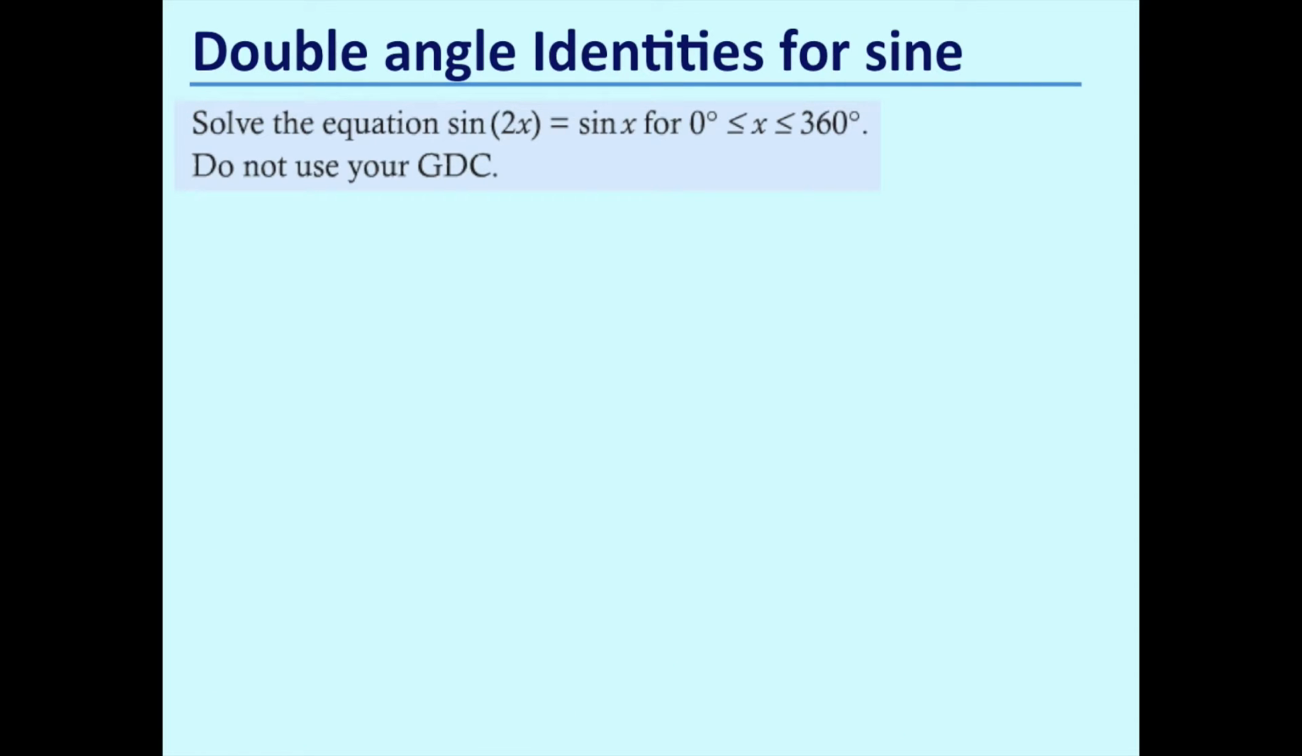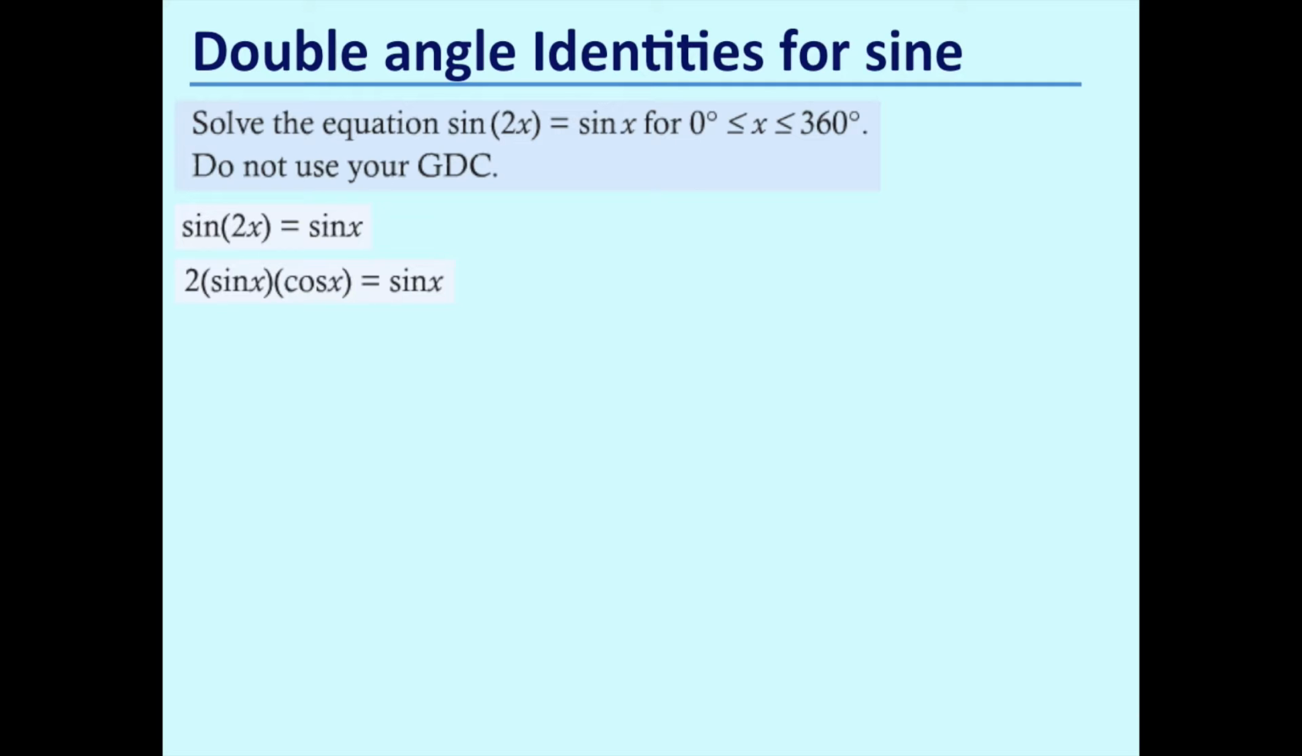Next question then, you are asked to solve the equation sine 2x equals sine x for values of x between 0 and 360 degrees. So again, have a quick go at that yourself and then follow through the solution. We can take the double angle identity for sine 2x, which is 2 sine x cos x, equals sine x.